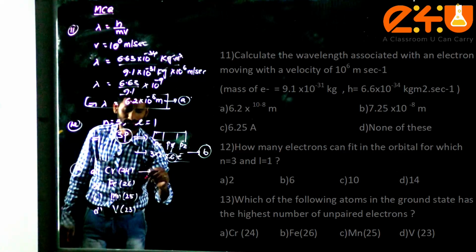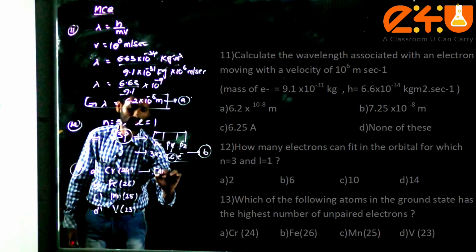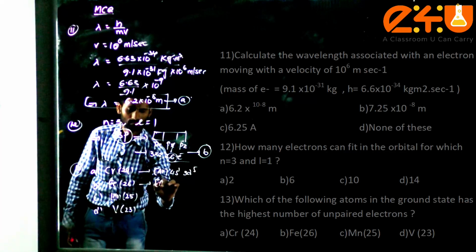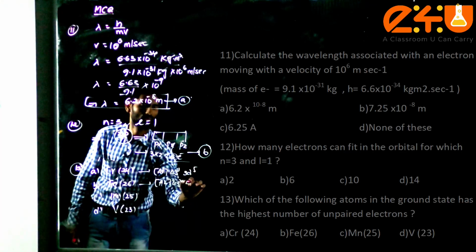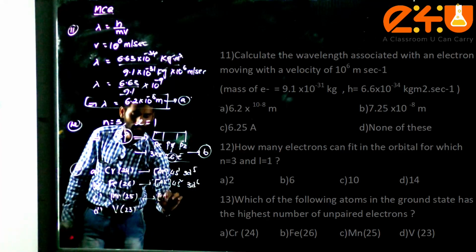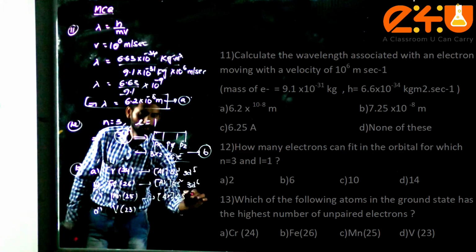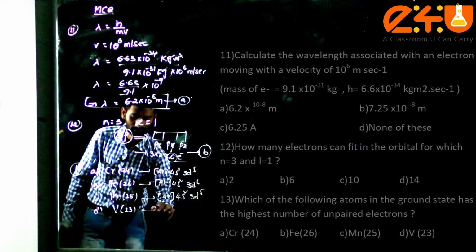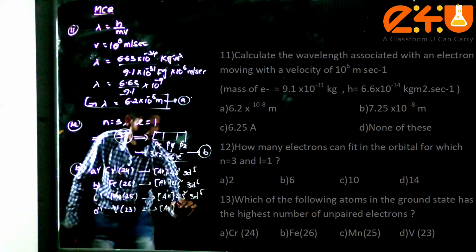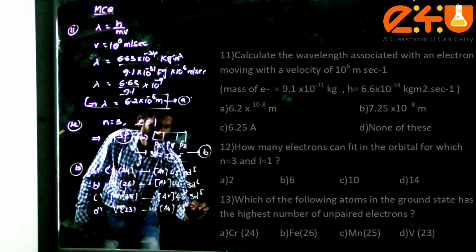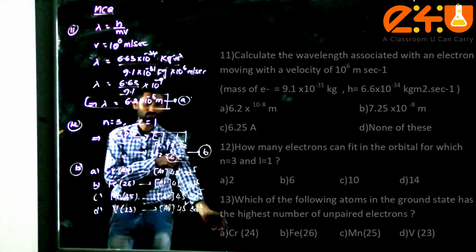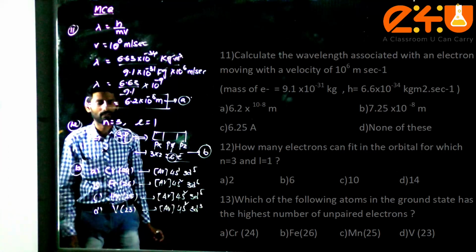Already we know chromium is argon 4s1 3d5 configuration. Here, iron is argon 4s2 3d6 configuration. Here, manganese is argon 4s2 3d5 configuration. Here, vanadium is argon 4s2 3d3 configuration. Next one, maximum number of unpaired electrons.